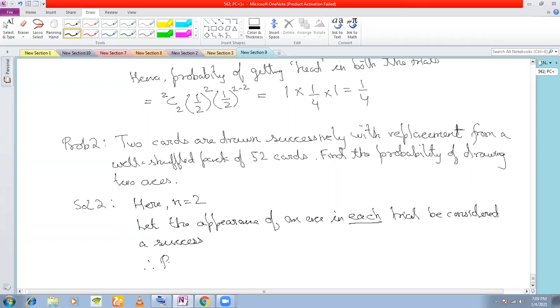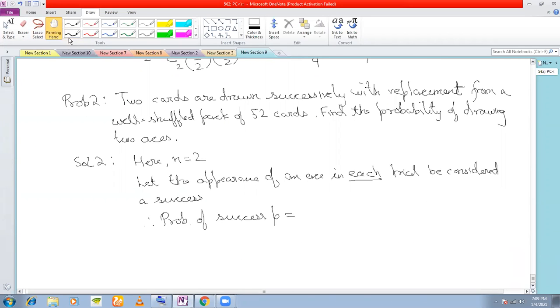Therefore, what is the probability of success, p? What is the probability of drawing one ace from a pack of 52 cards? 1 by 52, right? So the value of p is 1 by 52.